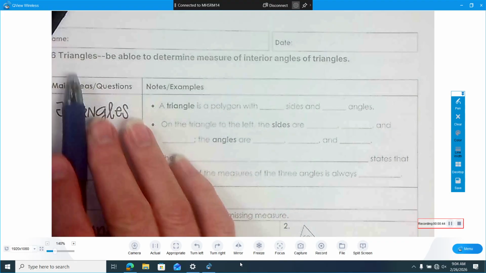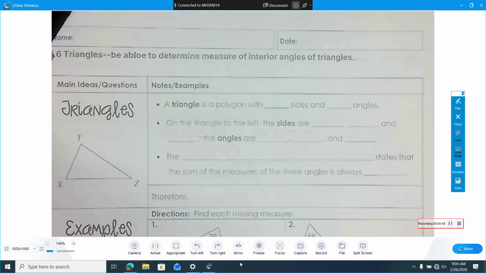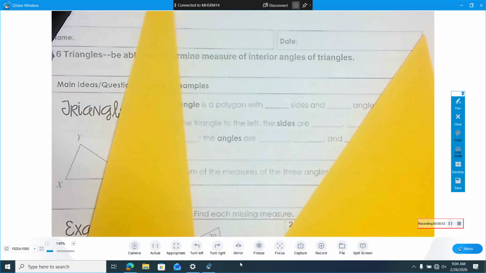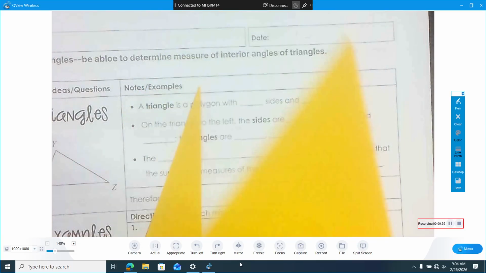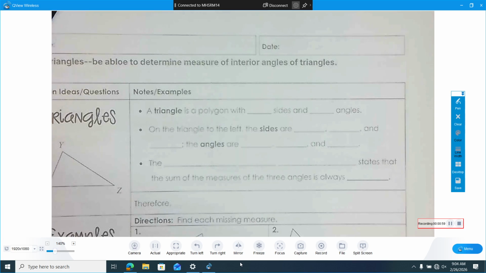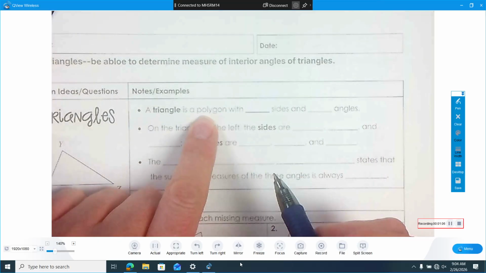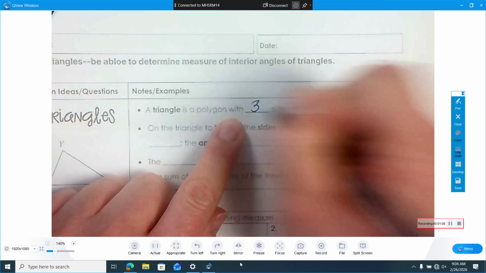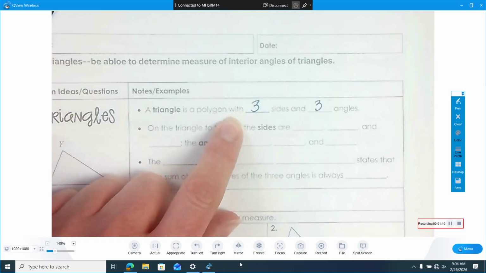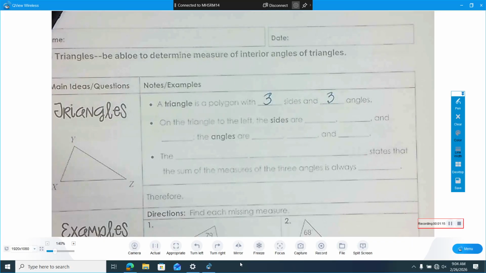We are talking about triangles today. And I brought some triangles that I cut out. So you can see we have some triangles here. These are rather big for on screen, but I'll show you in just a minute. I brought some visual aids. A triangle is a polygon, so a many-sided figure with 3 sides and 3 angles. 3 sides and 3 angles is a triangle.